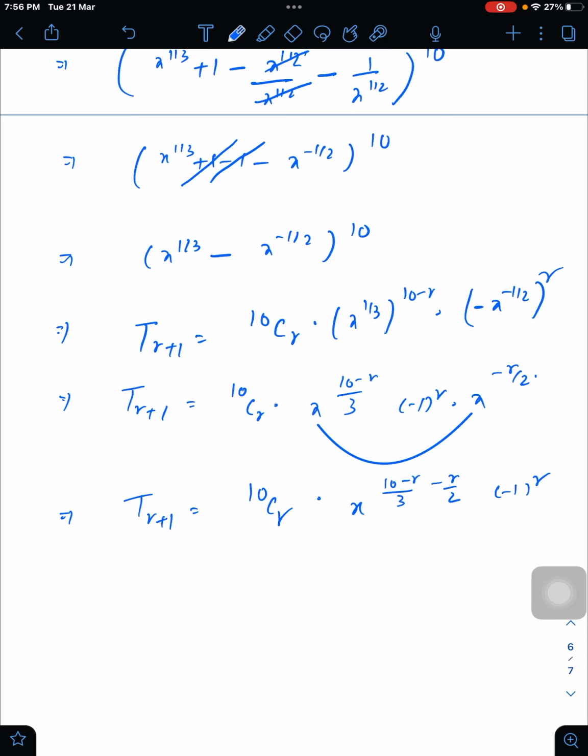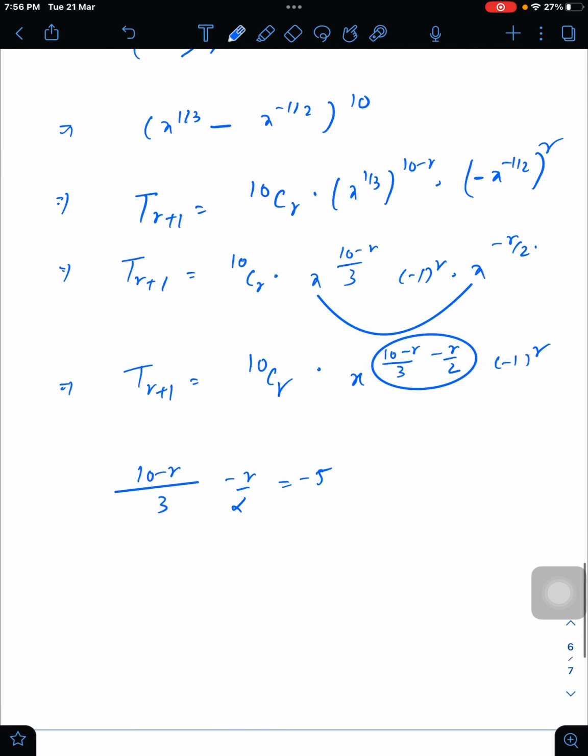Okay, so for getting minus 5, this power will be equal to what? Minus 5, because they are telling us to calculate the coefficient of x to the power minus 5. So comparing this with minus 5, what will I get? 10 minus r/3 minus r/2 is equal to minus 5. So beta, what will I get? 20 minus 2r minus 3r equals minus 30. So 20 minus 5r equals minus 30, so minus 5r is equal to minus 50. So r is equal to what, beta?